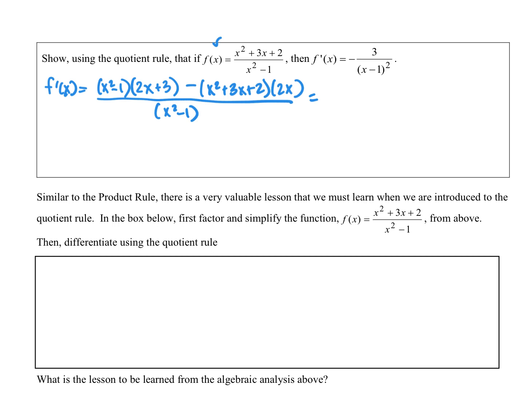So up here at the top of the board, I have the first step, right? Low d high, minus high d low, all over the square of what's below. So that would be the first step. Then you can go ahead and distribute. When you distribute, you should have 2x cubed plus 3x squared minus 2x minus 3. Then from the second one, you would have minus 2x cubed minus 6x squared minus 4x. And this is all over x squared minus 1 squared.